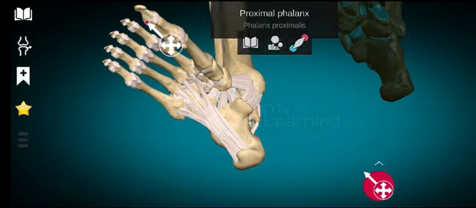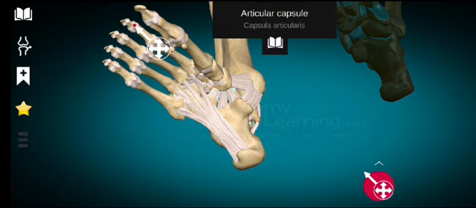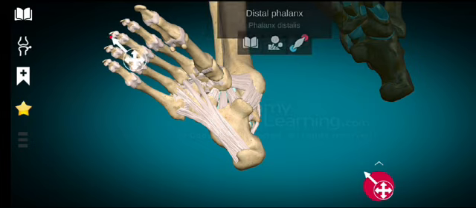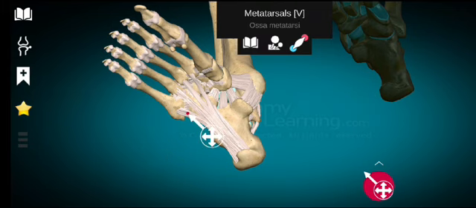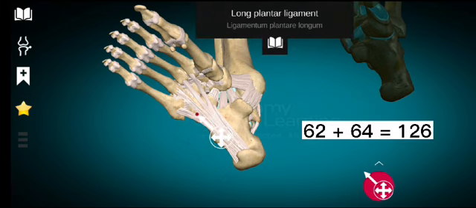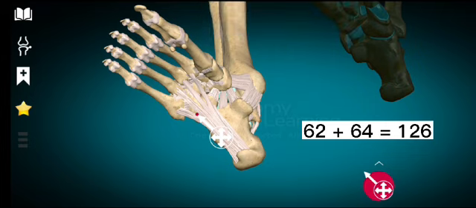So this is the intermediate phalanx. You can see over here, this is the intermediate phalanx. There are 4 in number, and this is the distal phalanx. You can see over here, these are the distal phalanx, which are 5 in number. So there are 62 bones in the lower limb. Now adding 62 to the 64, it will become 126. So out of 206 bones, 126 bones are there in the appendicular skeleton.